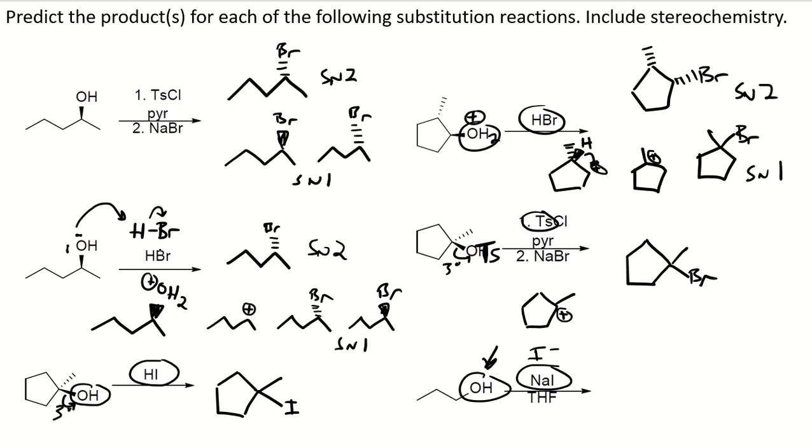The other possibility was we could have first done TsCl with pyridine to make the tosylate, then we could have added our sodium iodide, and that would give us a product. But just adding a nucleophile to an alcohol is not going to do anything. That's going to be no reaction.